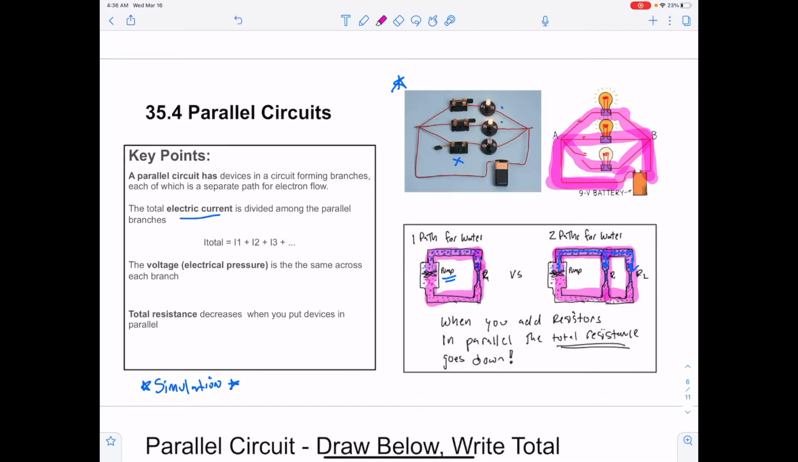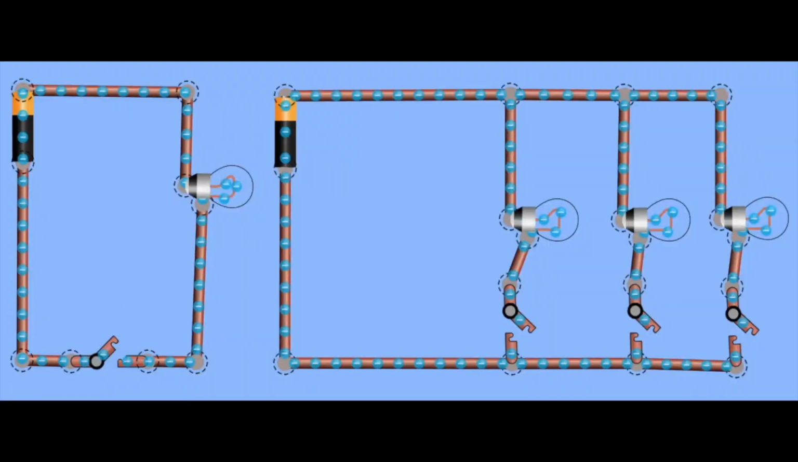All right, and so if you add more paths, then you have an easier time moving water, right? 2 narrow pipes for water to flow through is going to give you more water flowing overall than 1 narrow pipe, right? So if you have components in parallel, the total resistance goes down, and as a result, the total current goes up. Again, total resistance decreases. The only other thing is, our electrical pressure is the same across each branch. We said in the past that as soon as you connect a wire to a terminal of the battery, that entire wire gets the same electrical pressure as that terminal of the battery. Why? Because electrons want to spread out. Okay, let's go ahead and see a quick simulation of this so we know what we're looking at.